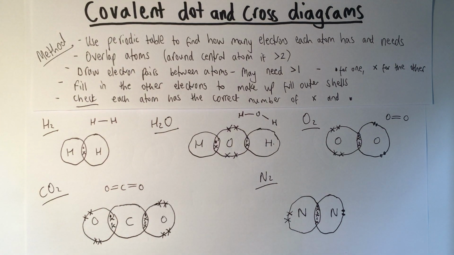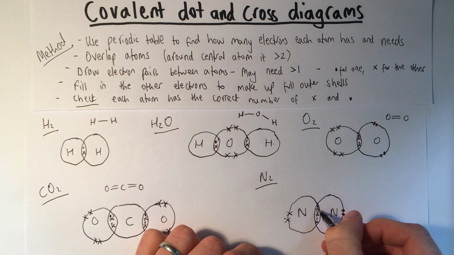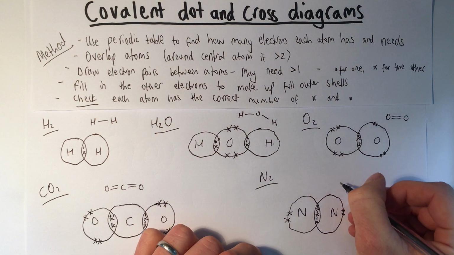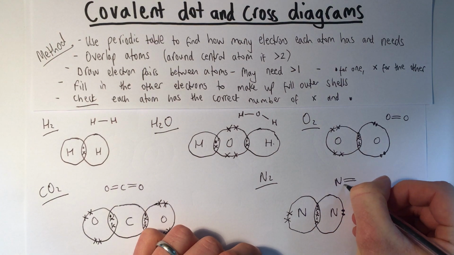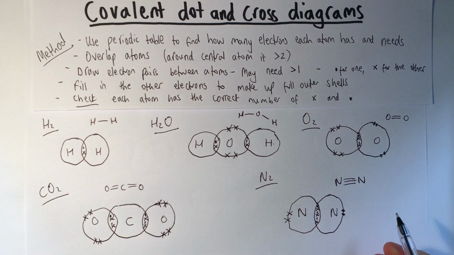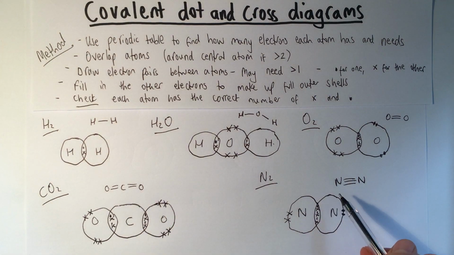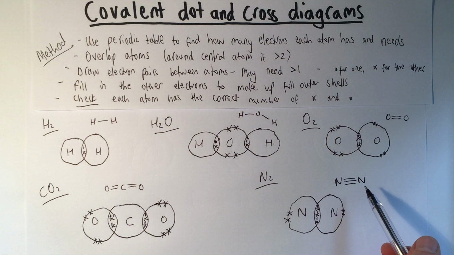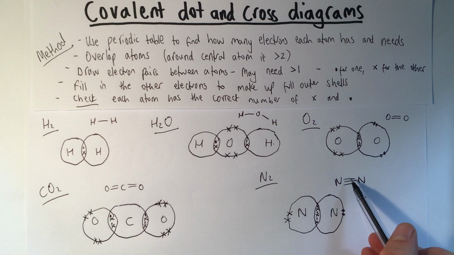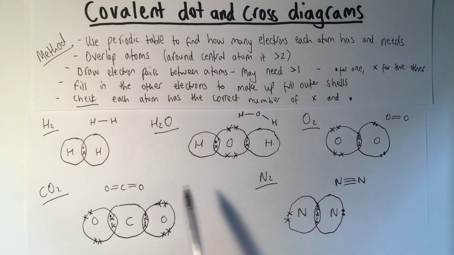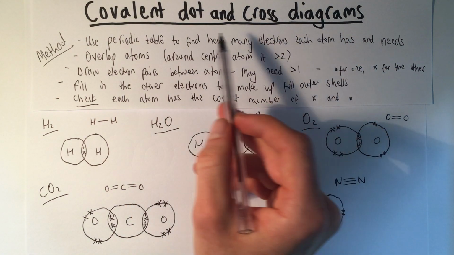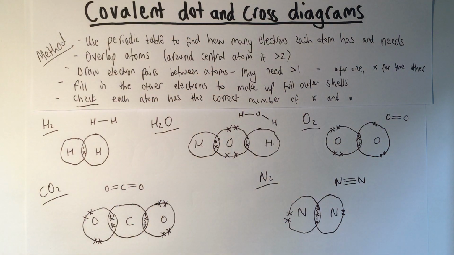And then nitrogen has got 3 shared pairs of electrons, so that is a triple bond, which we show with 3 lines. And that explains why nitrogen is so unreactive, because to react nitrogen we'd need to break that triple bond. It's a triple bond, it's very strong, it takes a lot of energy to break. So there you go, any covalent dot and cross diagram, follow those steps and you'll be able to draw it.